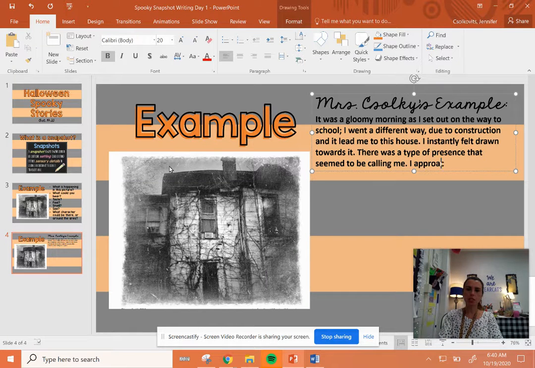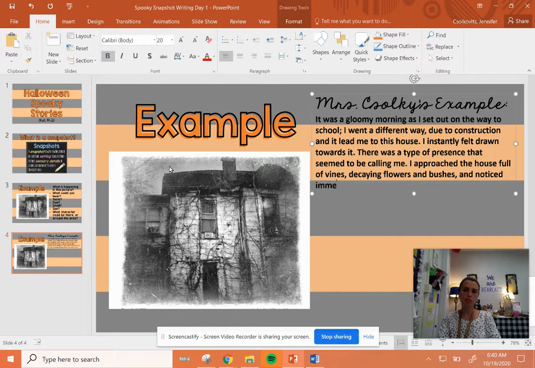I approached the house full of vines, decaying flowers and bushes, and noticed immediately there was something wrong.